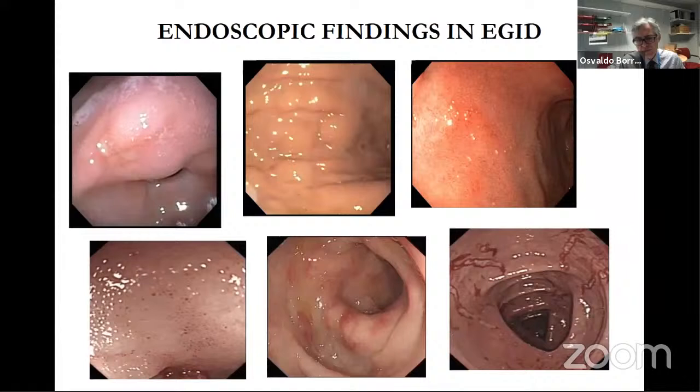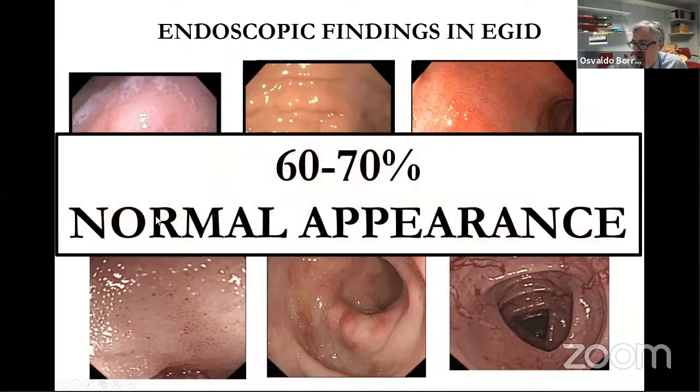What about the endoscopy? We have a number of endoscopic lesions, as you can see here: an ulcer, some nodules, erythema in the colon. Again, some erythema, you can have erosion in the colon and linear ulcer. However, almost 60-70% of patients with eosinophilic GI disease have a completely normal appearance.